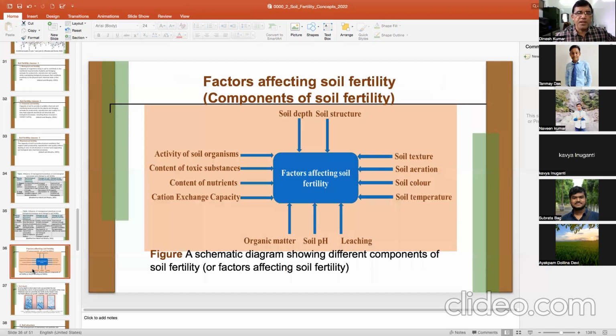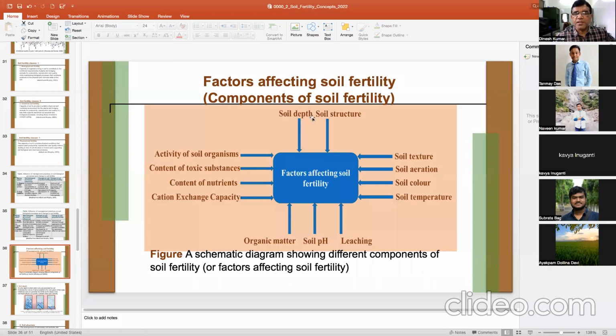Now you see different factors affecting soil fertility, components of soil fertility. So the answer is the same. If I ask you a question, what are the factors, what are the internal and external things or characteristics that affect soil fertility, or if we ask components of soil fertility, the answer will be the same. So you can see a schematic diagram showing different components of soil fertility or factors affecting soil fertility.